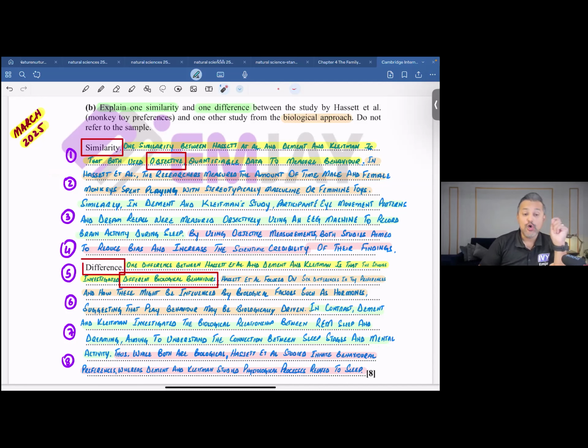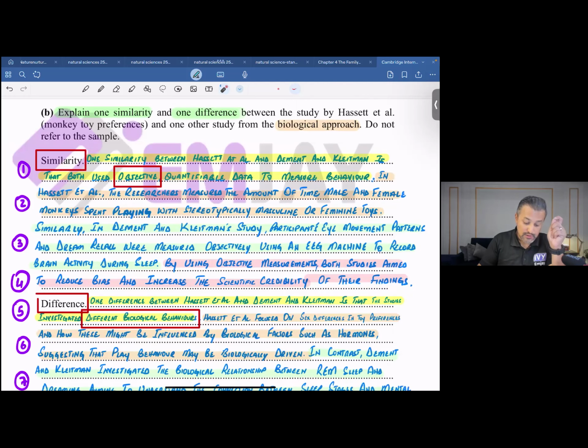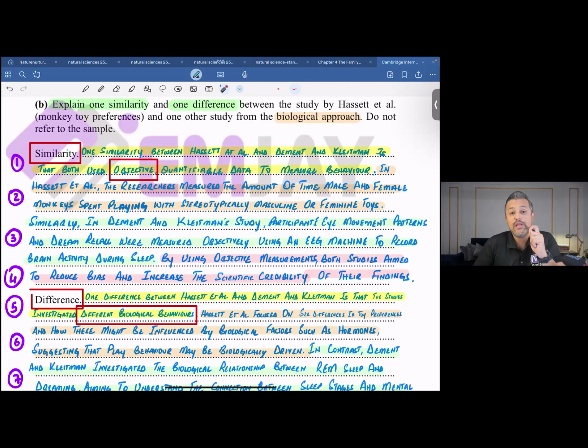So, one similarity between Hassett et al. and Dement and Kleitman. I'll zoom this here so that it gets easier for you all. One similarity between Hassett et al. and Dement and Kleitman is that both use objective quantifiable data to measure behavior. The similarity that I chose to discuss over here was objective data. I described it further by writing that if it's objective, there would be quantifiable data that I'm talking about over here.